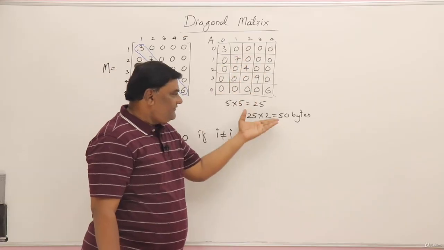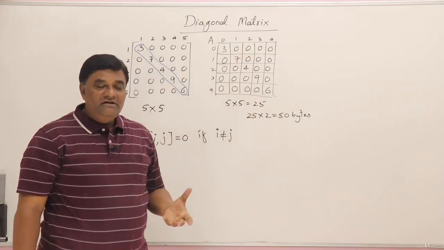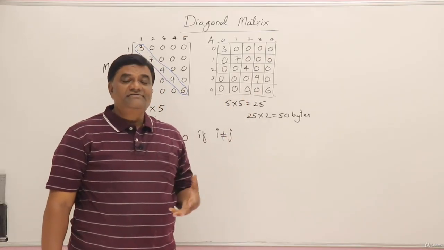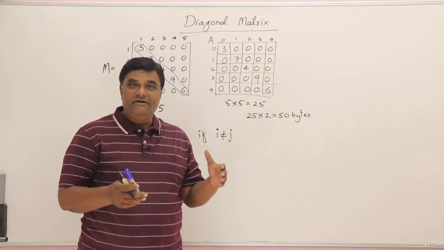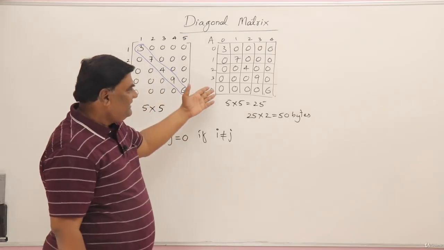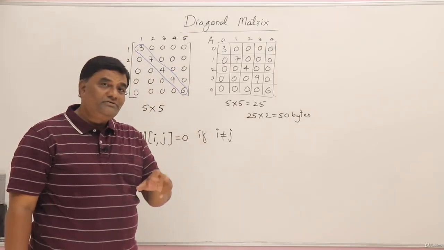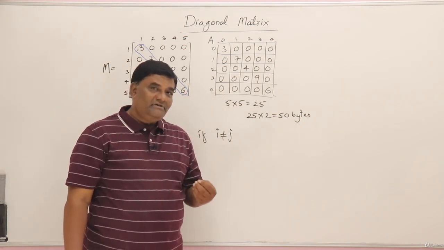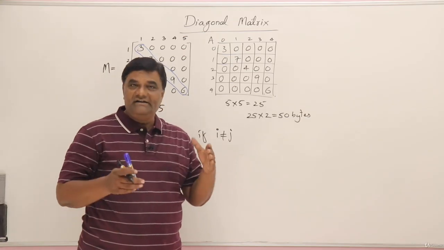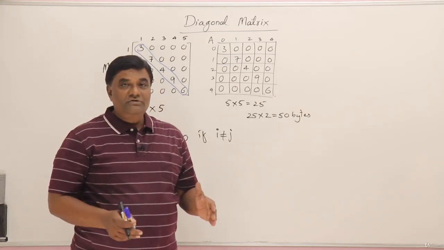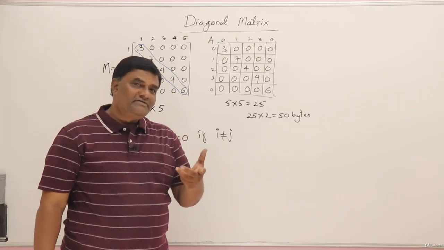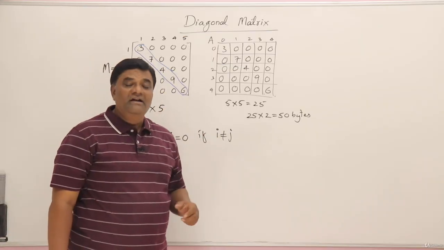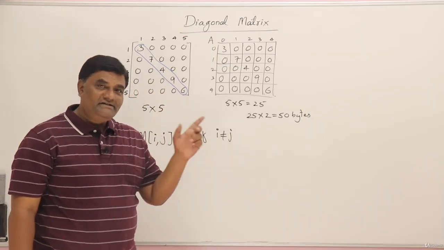So if I am storing this in 50 bytes of memory, then storage of zero elements is unnecessary. So it is wasting space. As well as when I am processing diagonal matrices, like if I am adding 2 diagonal matrices, then adding zeros is of no use. If I am multiplying 2 diagonal matrices, then multiplication with zeros is of no use. So I will be wasting time in processing zeros. So the idea here is that we want to store only non-zero elements. So how can we store only non-zero elements? For that, we can take just a single dimension array and store these elements. So let us see how we can do that.